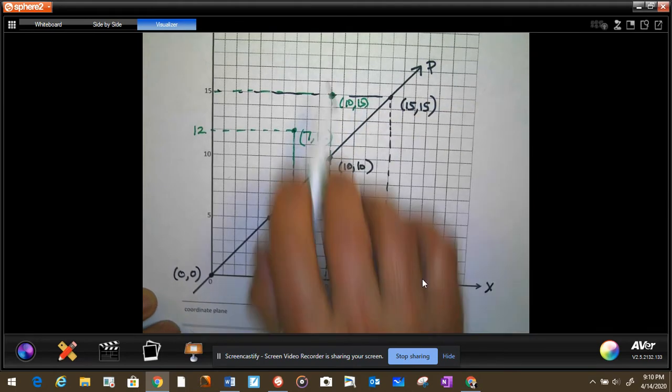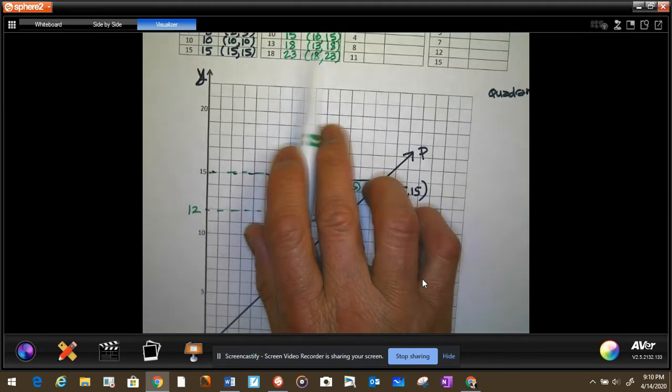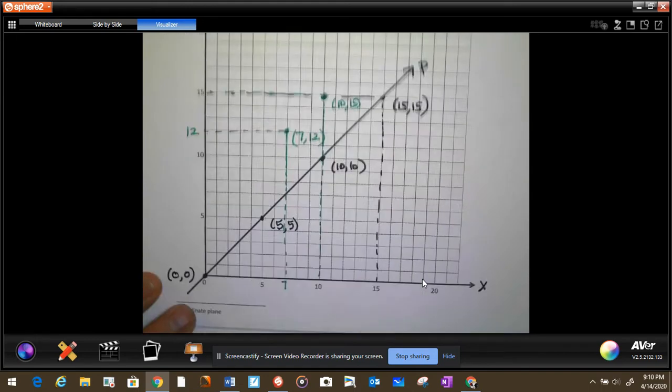Our next point is going to be 13, 18. So x is 13.